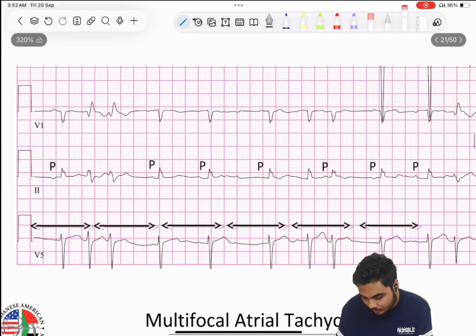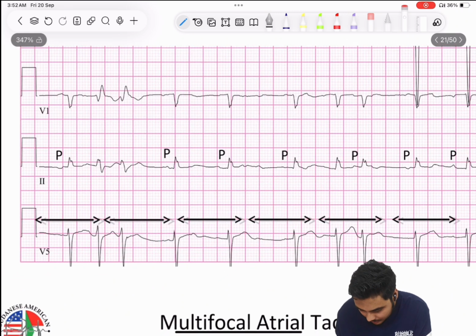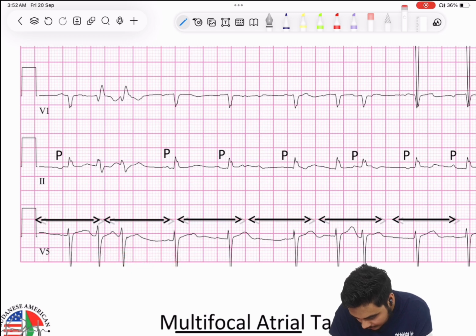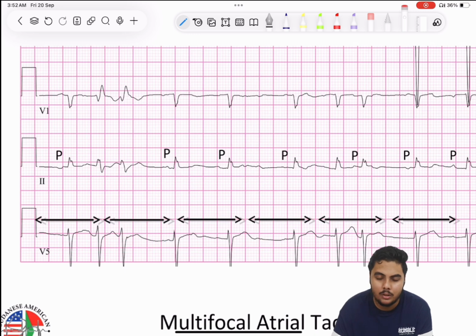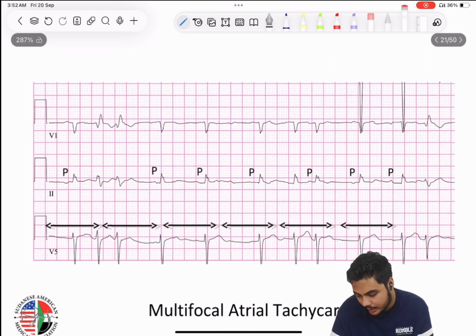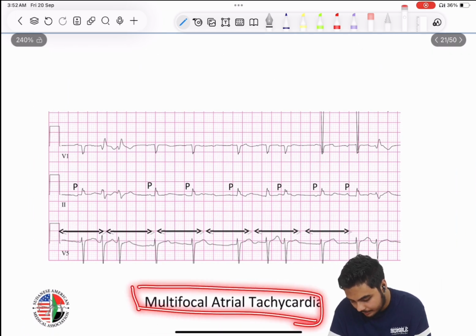Next, if you see here, again here also, what you can see is an irregular rhythm, right? And a narrow QRS complex of around 2 small boxes. But here, if you look at the P waves, the P waves have different morphology, right? Some are negative deflections, some positive, and different amplitude as well, right? So if there are 3 or more morphologies of P waves with an irregular rhythm and a narrow QRS complex, then we think of multifocal atrial tachycardia. So this corresponds to multifocal atrial tachycardia, right, guys?